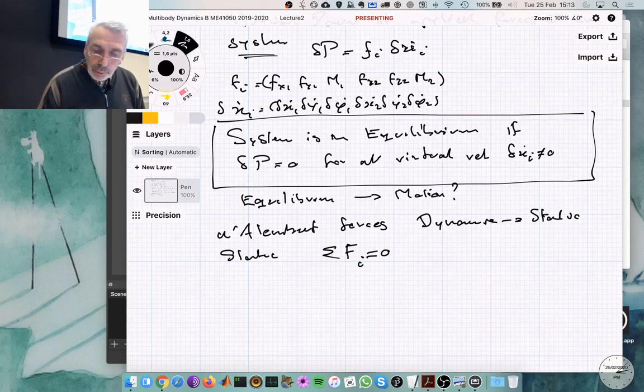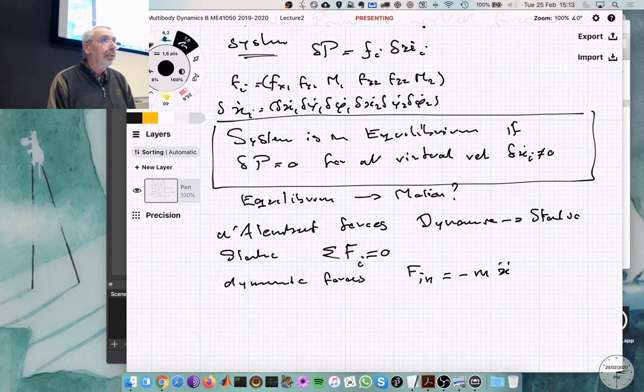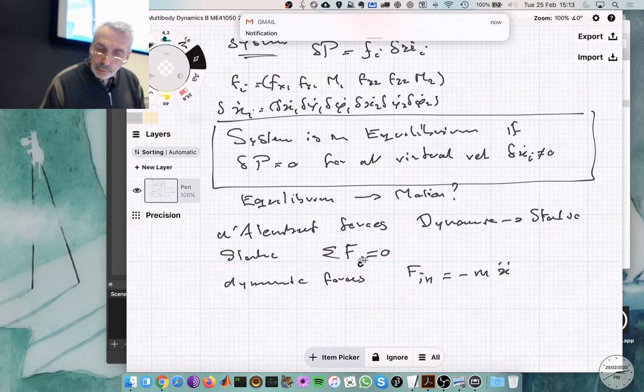But now we put some dynamics to it, so we add some dynamic forces, and the dynamic forces which we add are D'Alembert forces or inertia forces. And the inertia forces I define as mass times acceleration. Let's keep it a bit vague for now. Just mass times acceleration. Indexes will come later. So let's drop the I here for now to learn the concept. So sum of the forces is 0.